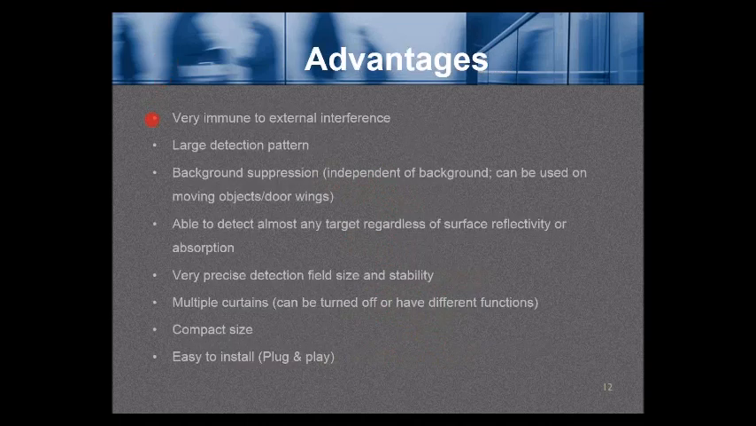Advantages: very immune to external interference, large detection pattern, background suppression, independent of background, can be used on moving objects, doors, and wings. Able to detect almost any target regardless of surface reflectivity or absorption. Very precise detection field size and stability. Multiple curtains can be turned off or have different functions. It's compact size, easy to install, plug and play.